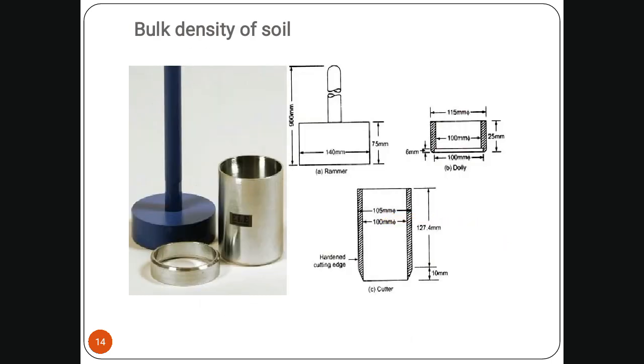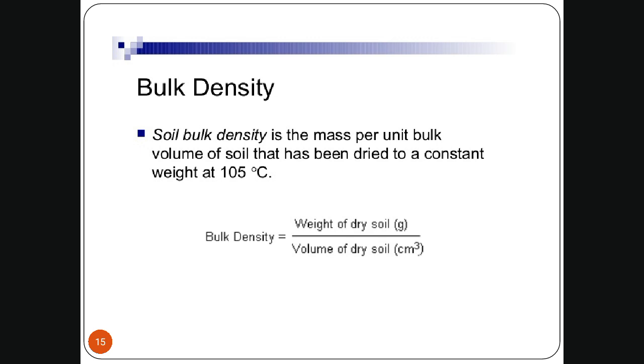Now the next important parameter to consider in the testing of the tillage implement is the bulk density of the soil. It is calculated by the core cutter method. Now the bulk density is the mass per unit bulk volume of the soil that has been dried to the constant weight at 105 degrees Celsius, and it is calculated by this formula.